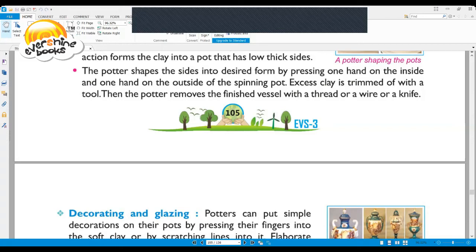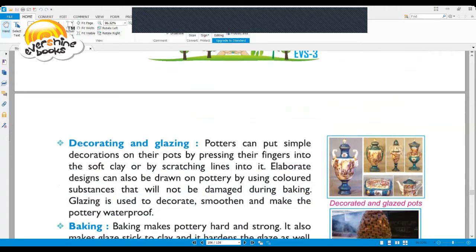You would have seen that in the video. Excess clay is trimmed off with a tool. Then the potter removes the finished vessel with a thread or a wire or a knife.